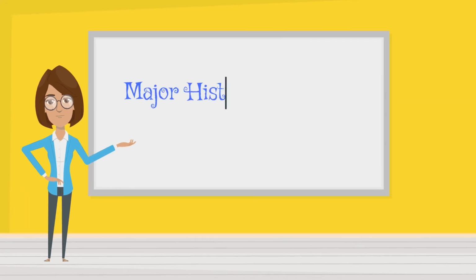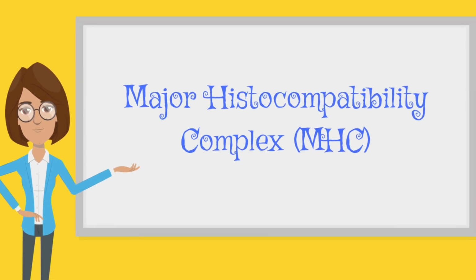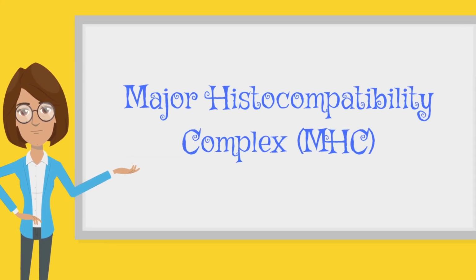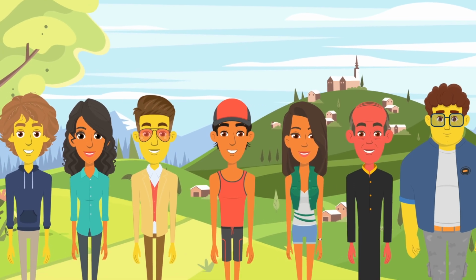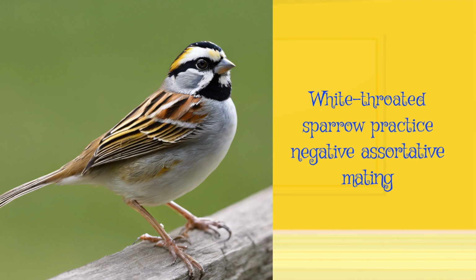Studies suggest that in humans, people may be more attracted to the natural scent of others with different MHC genes. The major histocompatibility complex, MHC, is a group of genes that encodes proteins involved in the immune system. A well-known example of negative assortative mating outside of humans is seen in the white-throated sparrow, a bird with two color morphs, tan-striped and white-striped. These birds almost always pair with a partner of the opposite color.